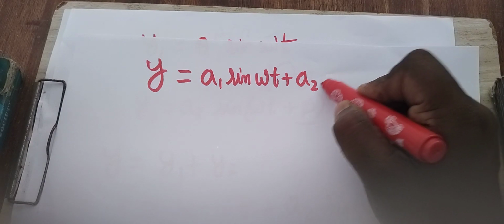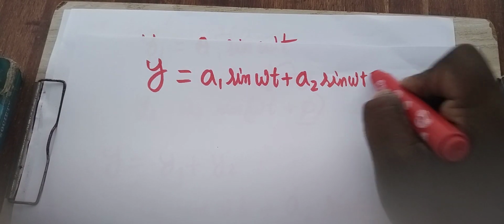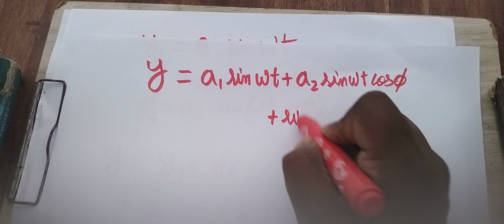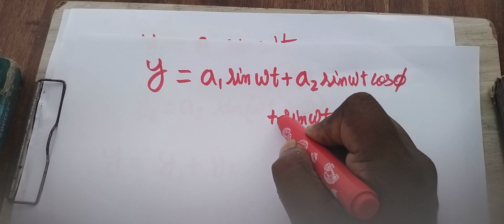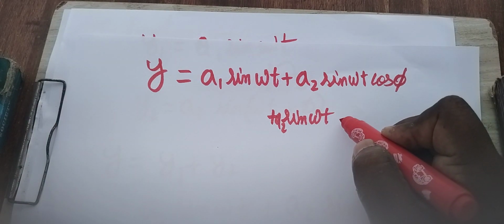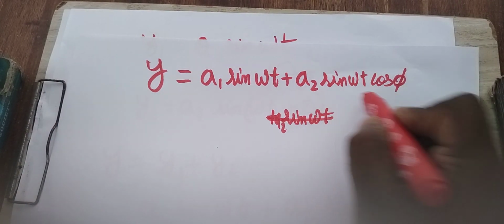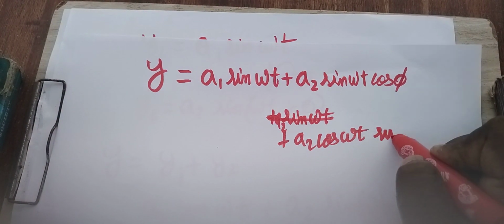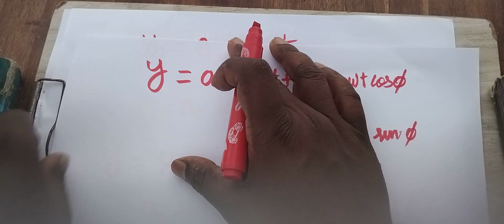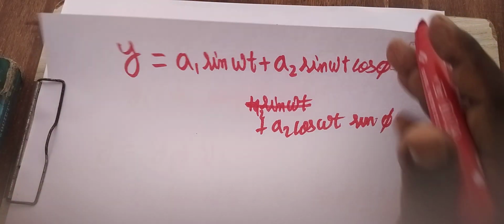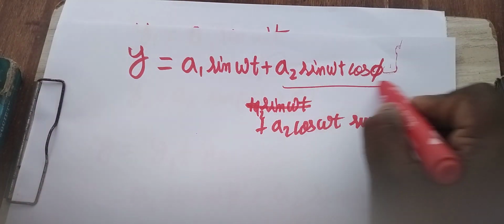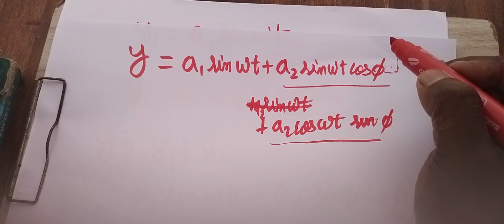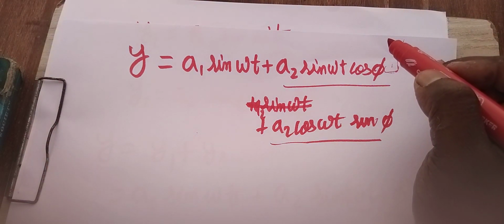Applying the formula, a2 sine omega t cos phi plus a2 cos omega t sine phi. So this is the interference, the overlapping of two waves. I applied the formula sine of a plus b equals sine a cos b plus cos a sine b to the second wave alone.